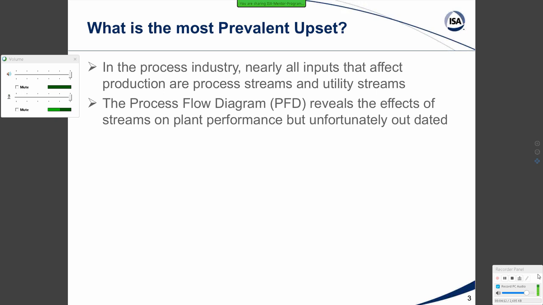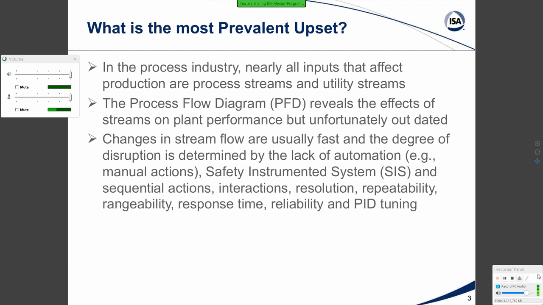And one of the things that is really overlooked is the potential for updating a process flow diagram online by the understanding you gain from your feedback corrections, and particularly you see it when you start doing the feedforward and ratio control.